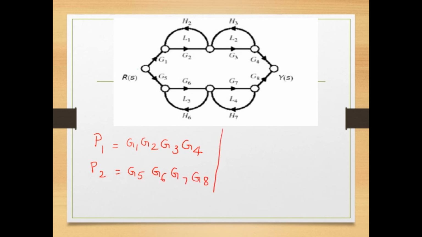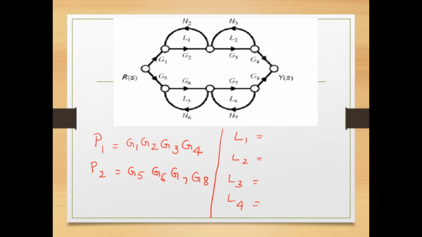Okay, next coming to the loops, we have 4 loops L1, L2, L3, L4. There are no self loops. Okay, a self loop is a branch starting and ending at the same node with only one branch. So L1, L2, L3, L4.